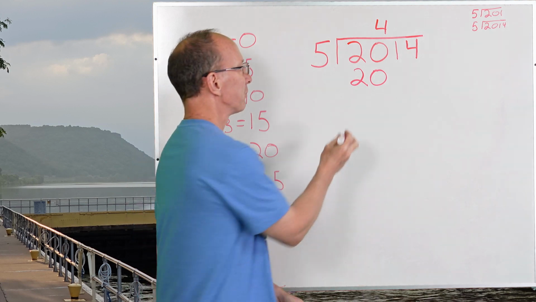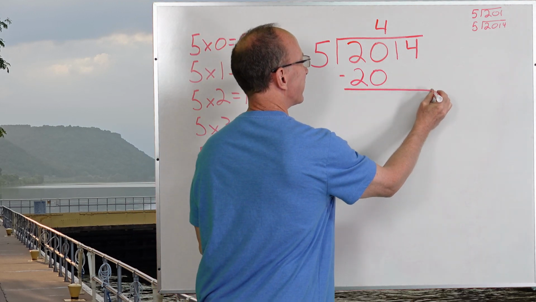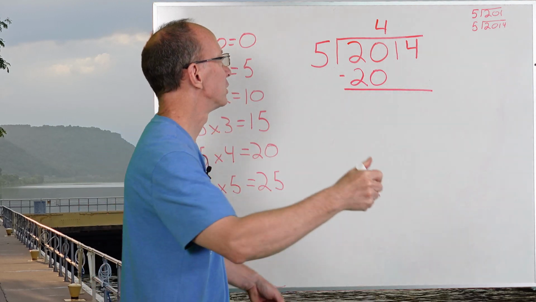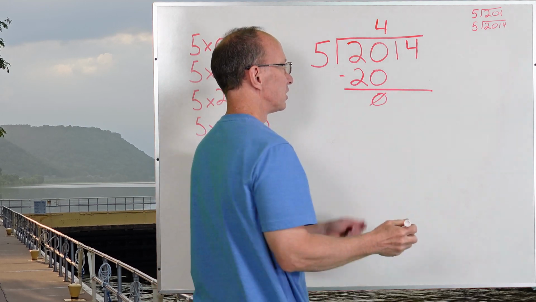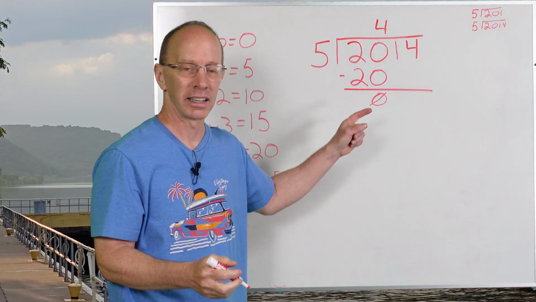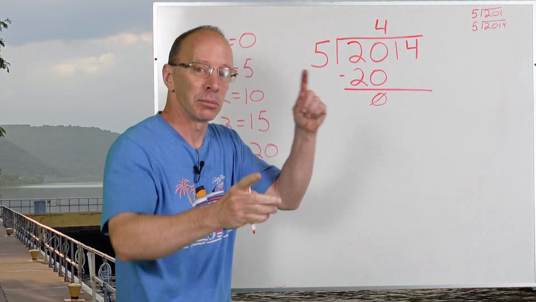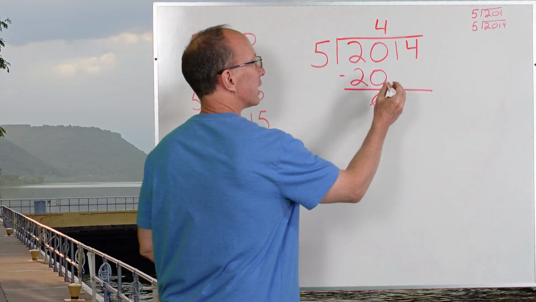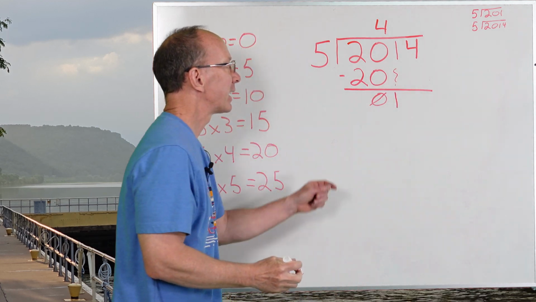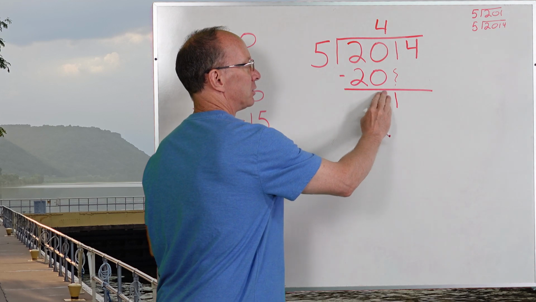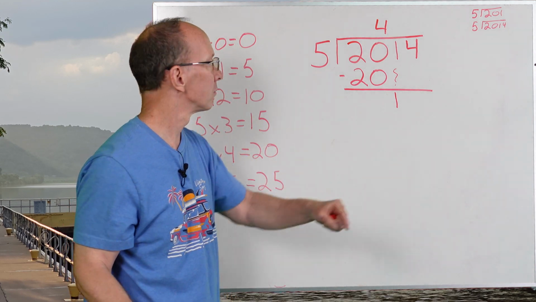Now I use subtraction. 20 minus 20, of course you know that, 0. And I'm just going to put the 0 right there just so you can see that, and I'll erase that in a minute. Now I bring the next number down, and bring the next number down right here, okay? Can I put 5 into 1?